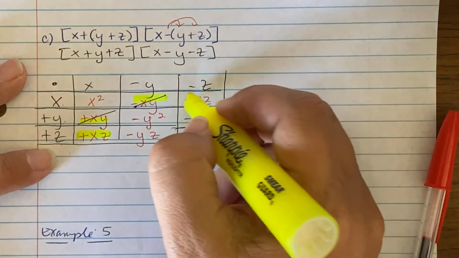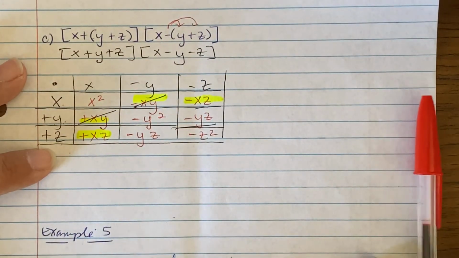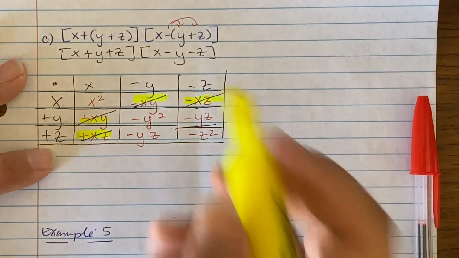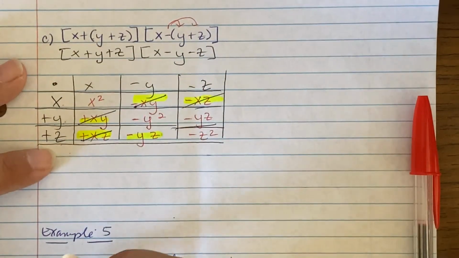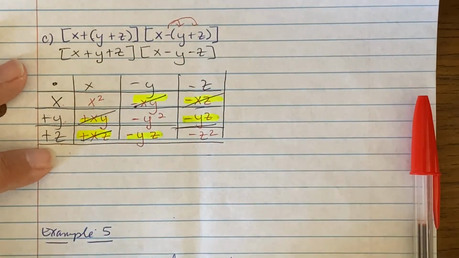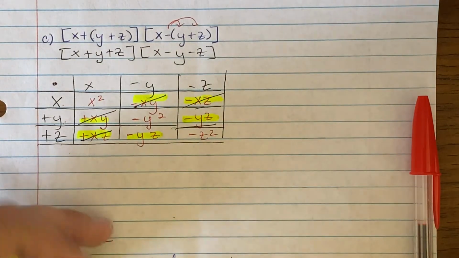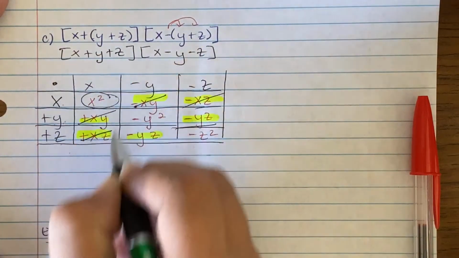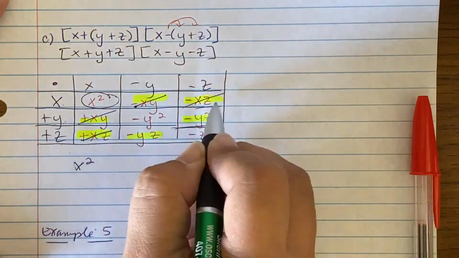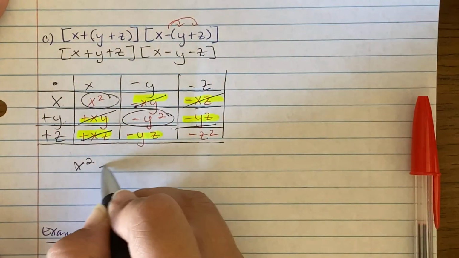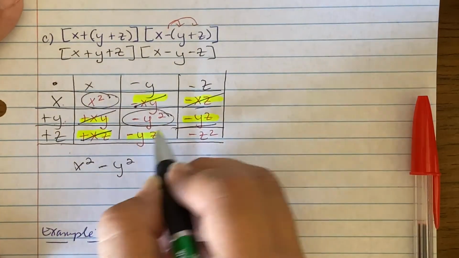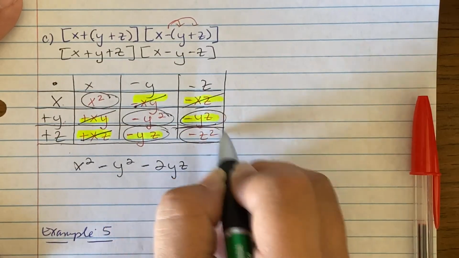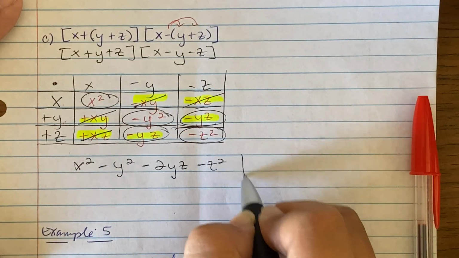Positive xz and negative xz, they cancel out. Negative yz, negative yz, they don't cancel out. They're not opposite signs. So let's see what we have left. We have x squared, there's your first term. The next term is minus y squared. Then your like terms become negative 2yz, and then your last piece, which is negative z squared.